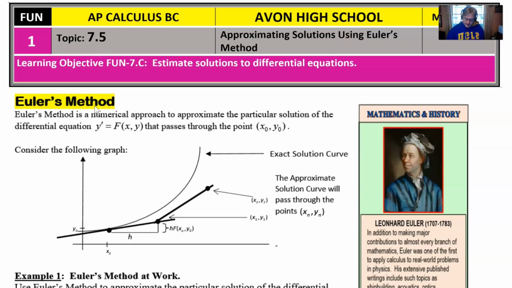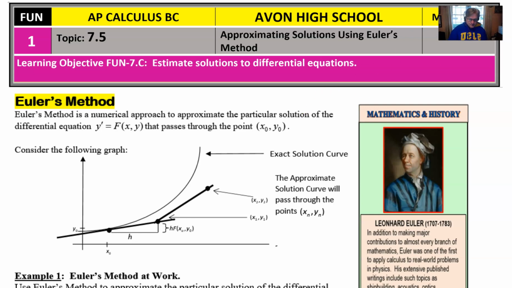So what we're looking at in the situation of Euler's method is a numerical approach to approximate a particular solution of a differential equation. So let's say that you know that y prime is some function that might have x's and y's in it, some expression of x and y. And we know that that particular expression does happen to pass through some ordered pair, x0, y0. Well, let's say that we don't quite have the means by which to solve for that differential equation, because if you remember, some differential equations are so complicated that we cannot solve them.